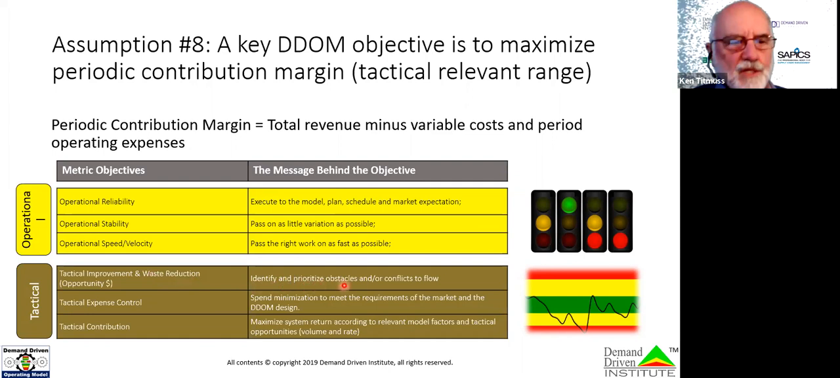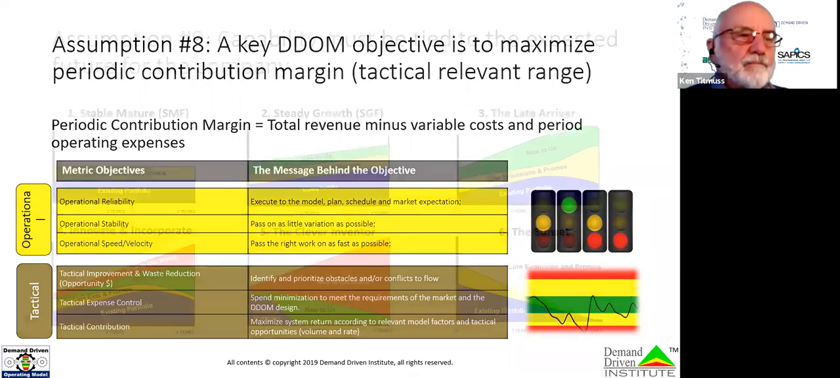So identify and prioritize obstacles and or conflicts to flow. Tactical expense control: spend minimization to meet the requirements of the market and the demand-driven operating model design. And then tactical contribution: maximize system return according to relevant model factors and tactical opportunities in volume and rate. And we go into a lot of this in the demand-driven leader course if you manage to take that education.